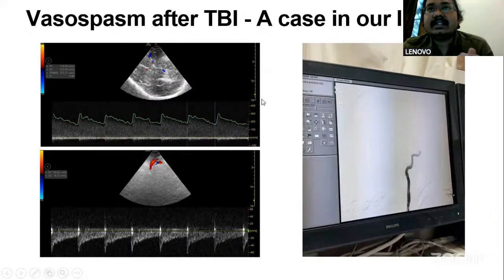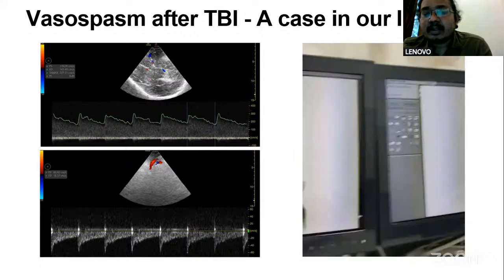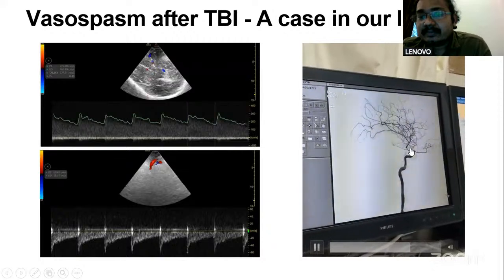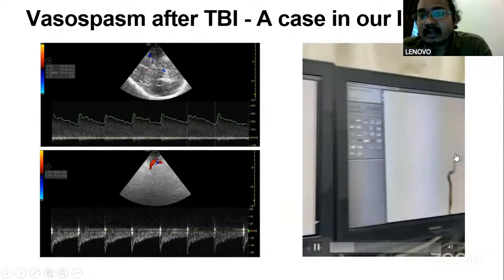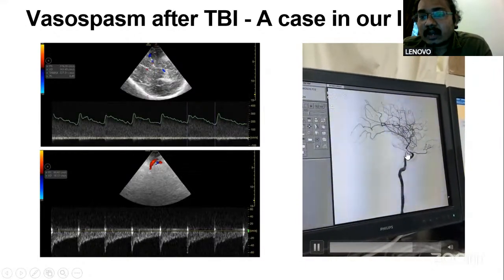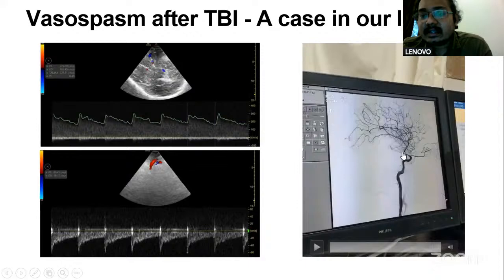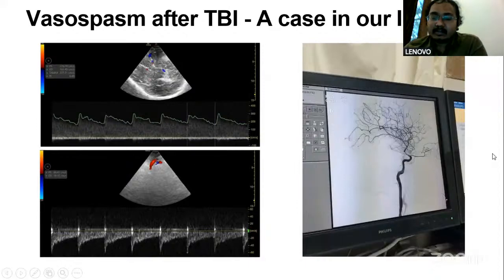Once we saw this phenomenon, we quickly called the interventional radiology people. They did a CT angiography, and they saw that there is a vasospasm. So then they took him to DSA. In DSA, you can see that this part is where there is a decrease in the diameter of the MCA. So this is the part of vasospasm that has happened. Once they saw that there is a vasospasm, they gave intra-arterial nimodipine.